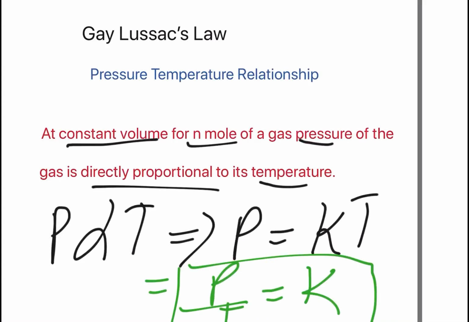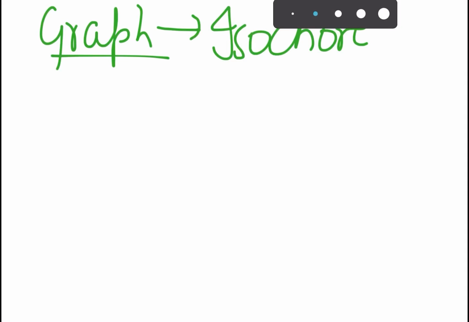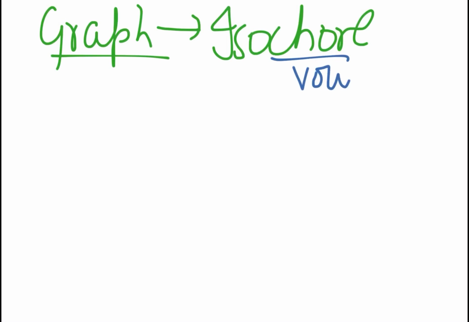Now coming to the graphical representation of Gay-Lussac's law, the graph of Gay-Lussac's law is called an isochore. Iso means constant, and what is the meaning of chore? Iso can be denoted by constant, and chore means volume. That means at constant volume, if I plot a graph, it is called an isochore. Alright, so let's move on to drawing this graph.